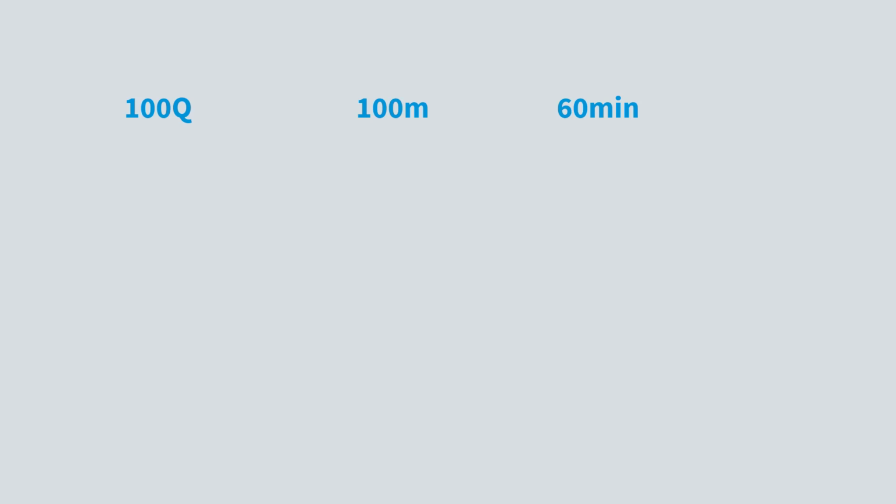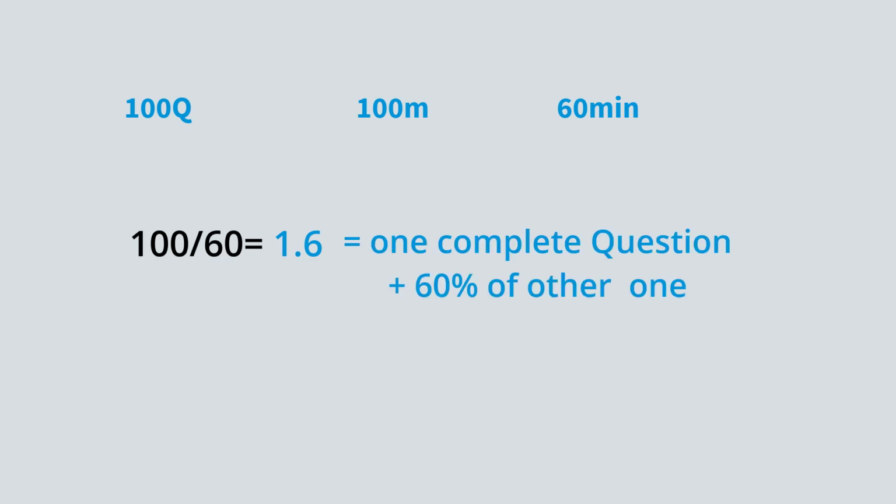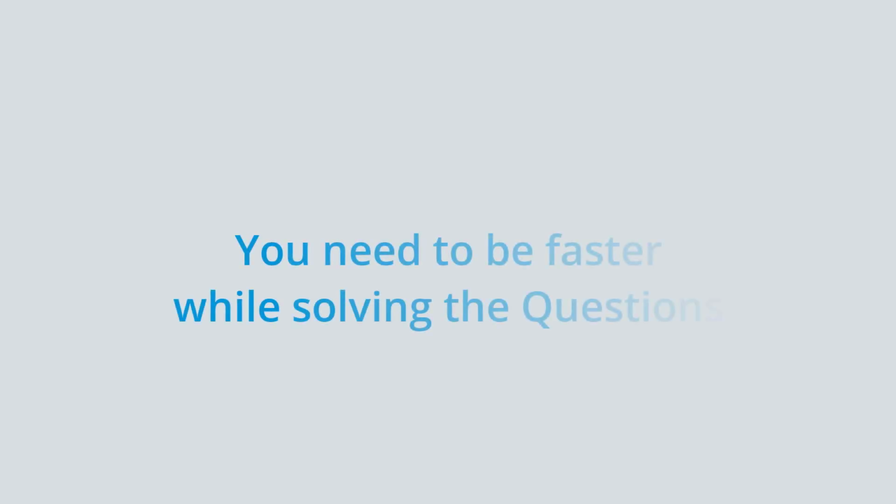So we need to solve 100 questions in 60 minutes. If you divide 100 by 60, that will give you the number of questions that you need to solve in 1 minute. So 100 by 60 will be 1.6. So 1.6 means in 1 minute you need to solve one complete question, and you need to solve 60% of the other question. That is what 1.6 means. So we need to be that much faster while solving the questions.